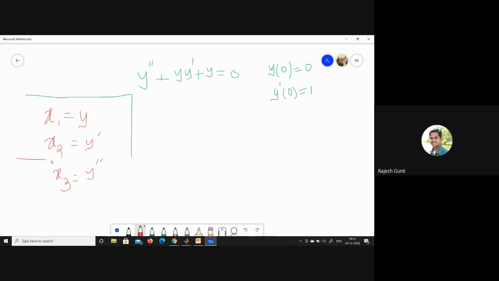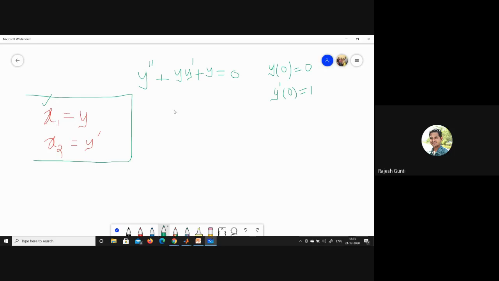Now I have taken a second order differential equation, so that is not necessary for me. So the substitution is x1 is equal to y, x2 is equal to y dash. I need the y value. That means after solving the system of differential equations, I need x1, not x2. x2 is y dash.